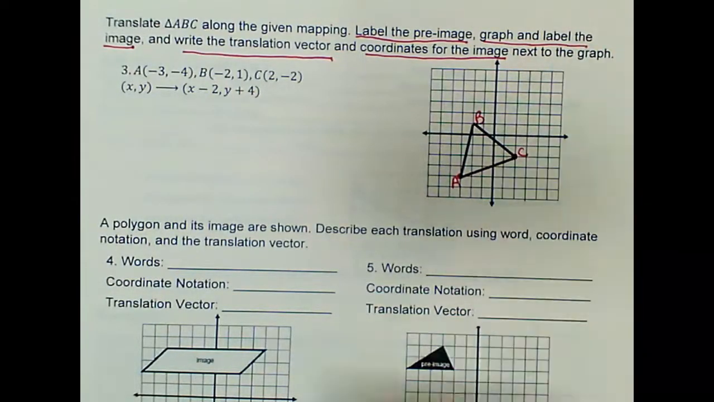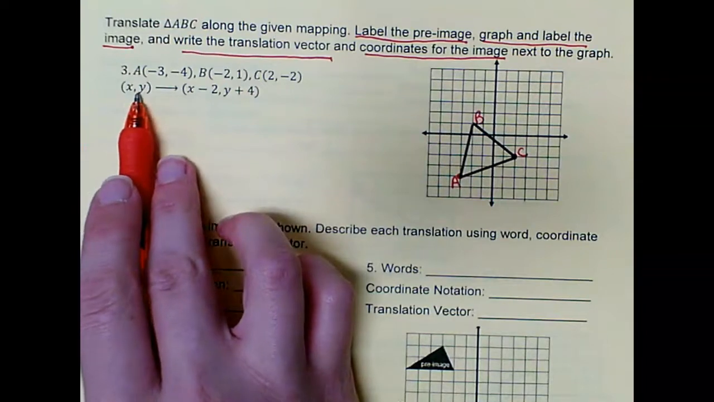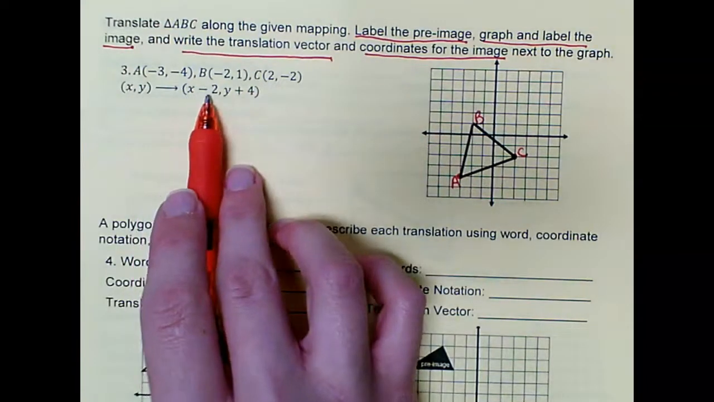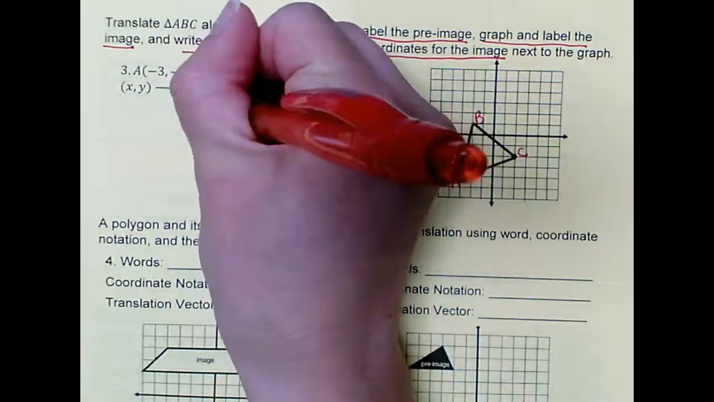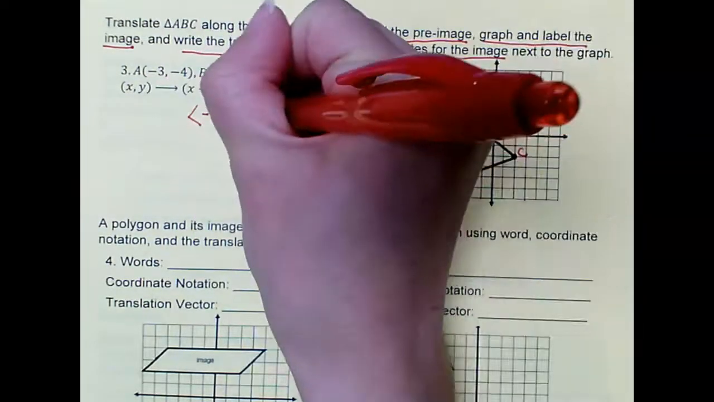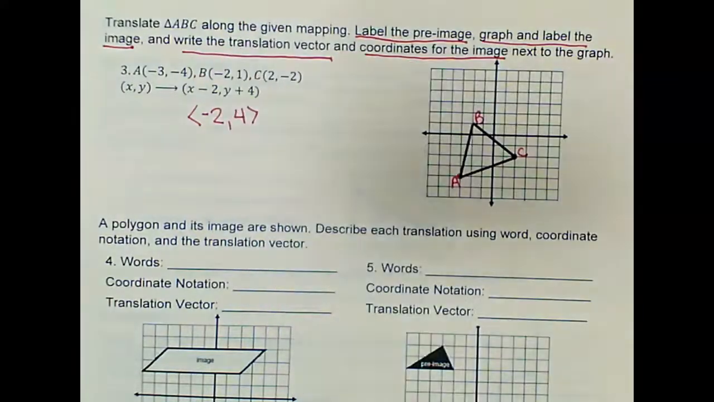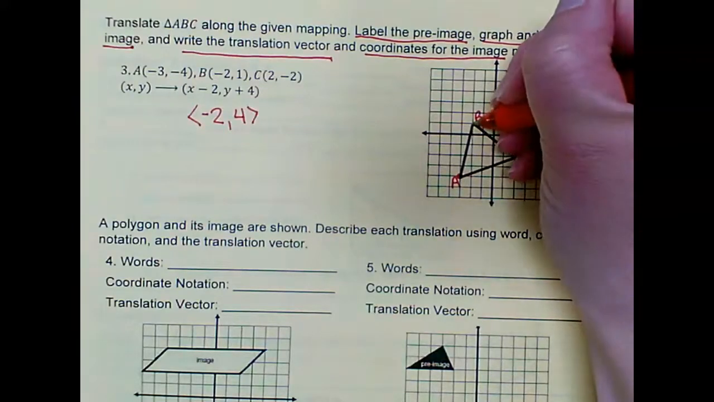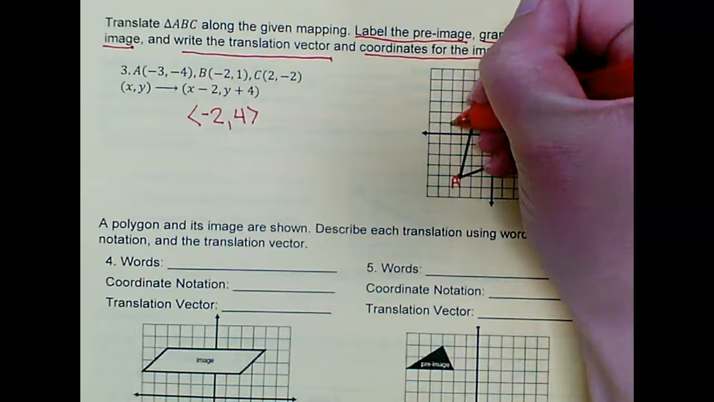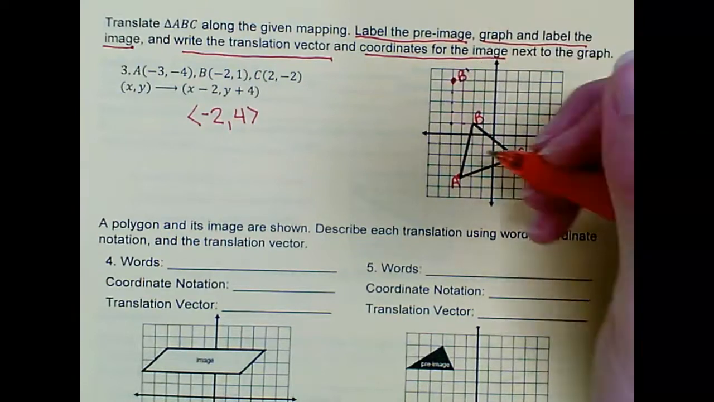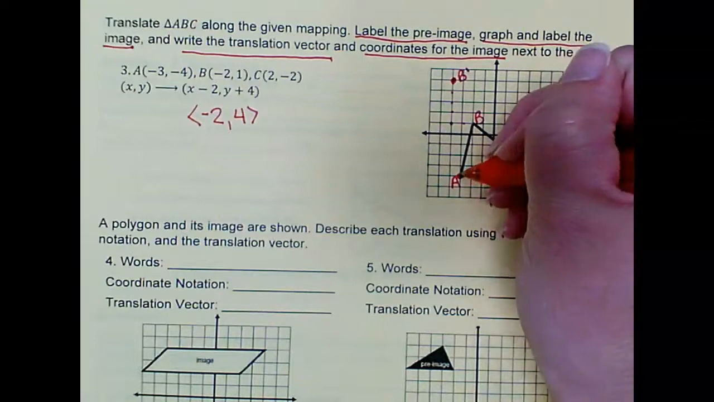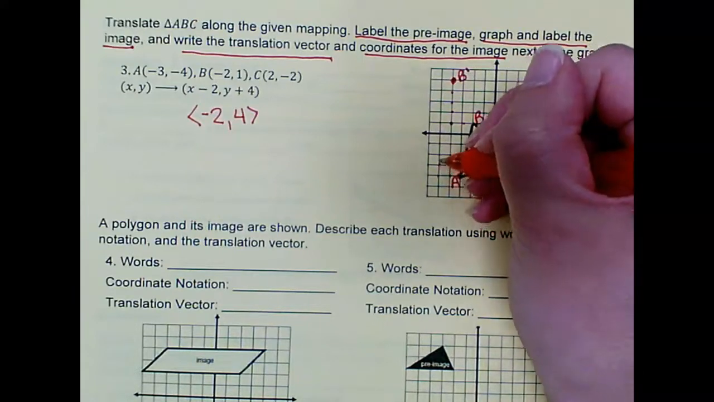So it tells us that we're going to map each x and y value to the point x minus 2, y plus 4. That means that we are moving -2 horizontally and up 4 vertically. So for each point, I'm going to move to the left 1, 2, and up 1, 2, 3, 4. That's point B prime. For A to A prime, I'm going to move to the left 1, 2, and up 1, 2, 3, 4.